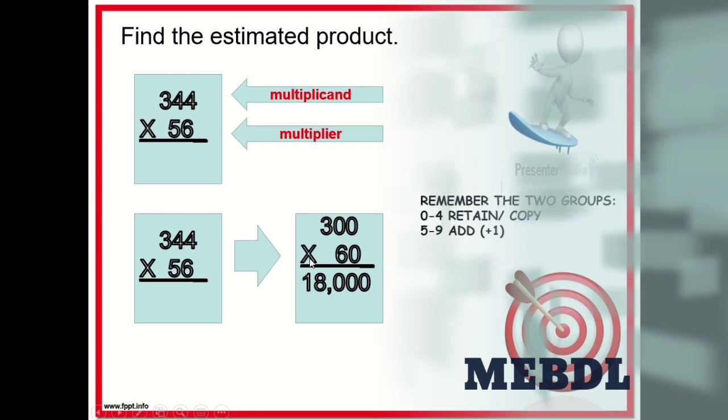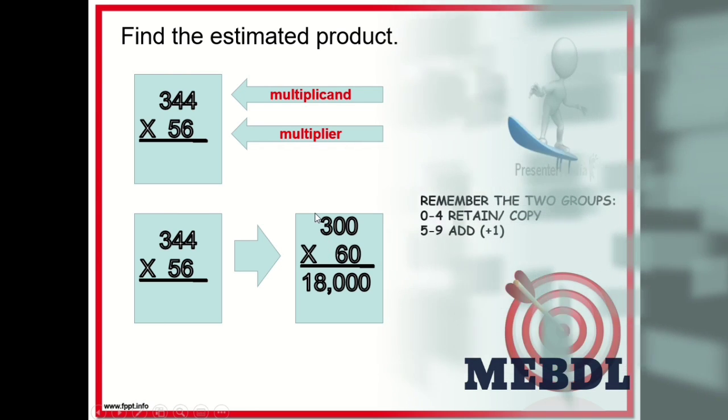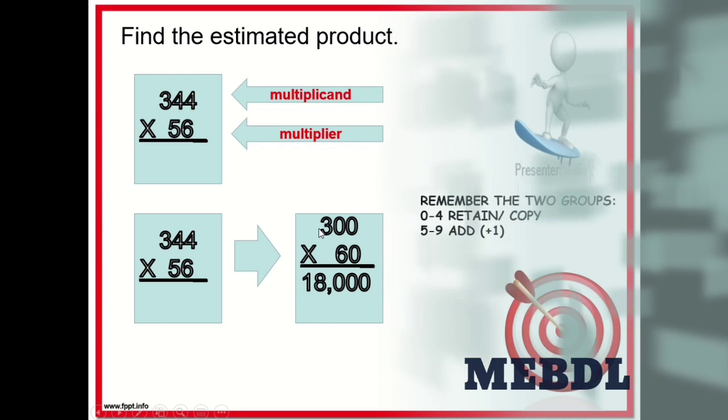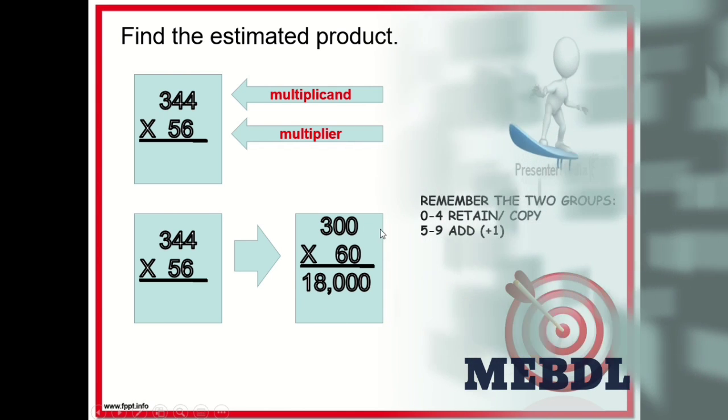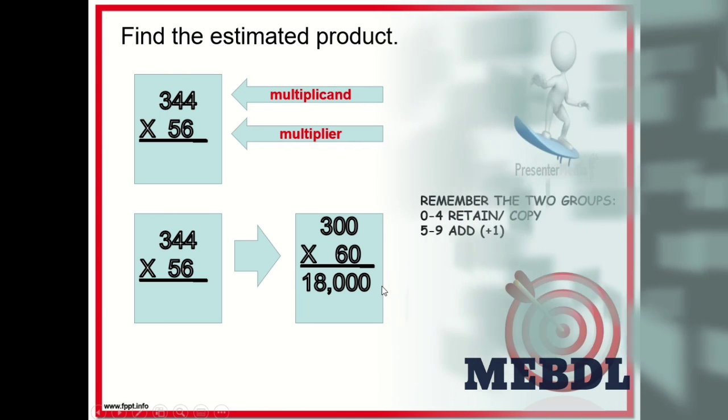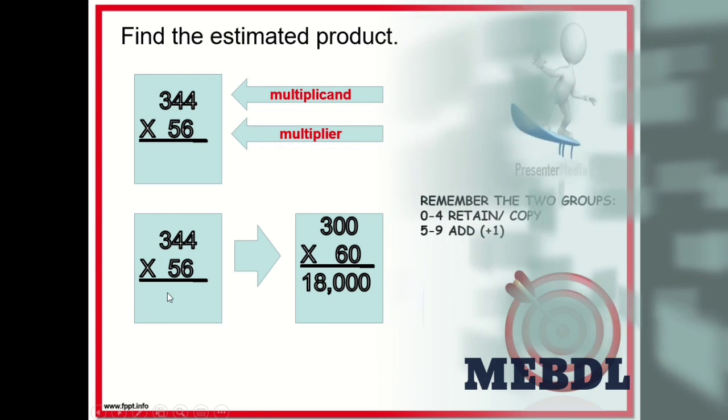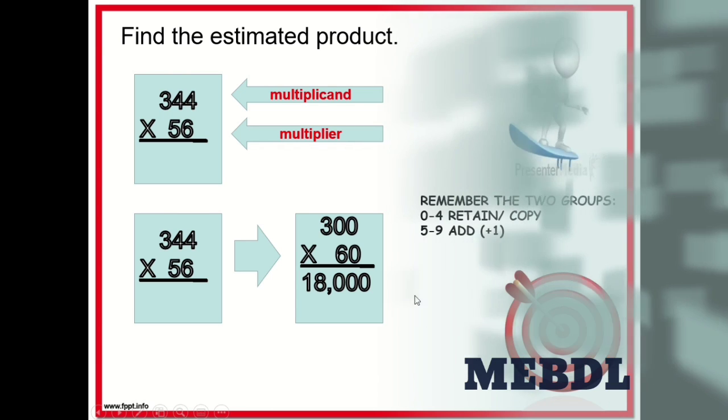We have 300 times 60. Multiply the non-zero digits. In this case, we have 3 and 6. 3 times 6 is equal to 18. Then copy the zeros on both factors to the product. The estimated product of 354 times 56 is 18,000.